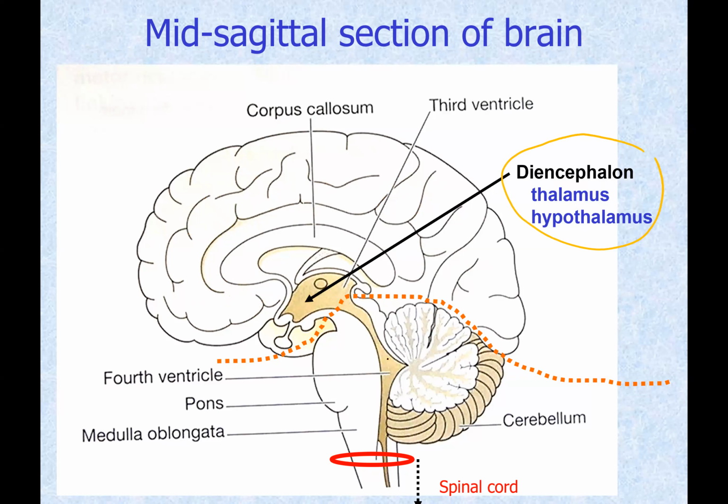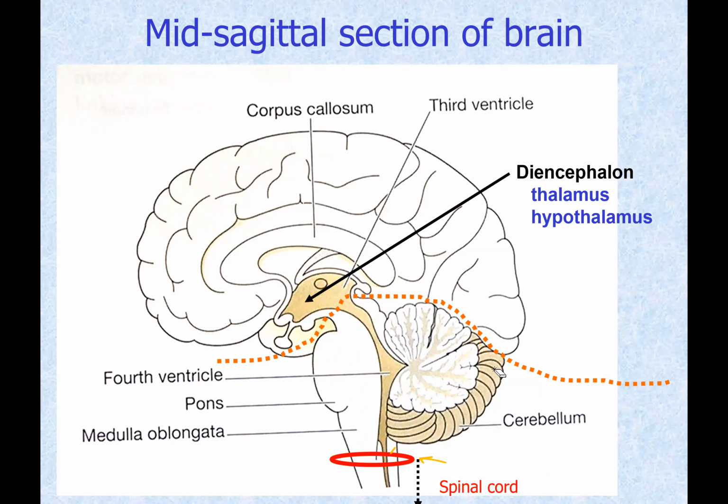Now, below this orange colored line, you get the brainstem. This is the brainstem up to the foramen magnum. Below that, you get the spinal cord. Then behind the brainstem, you get the cerebellum. So this is how it is.